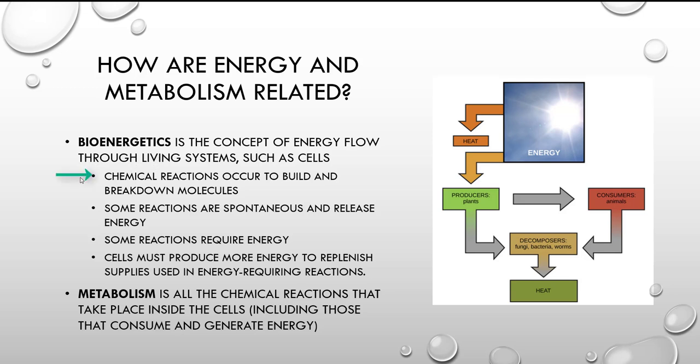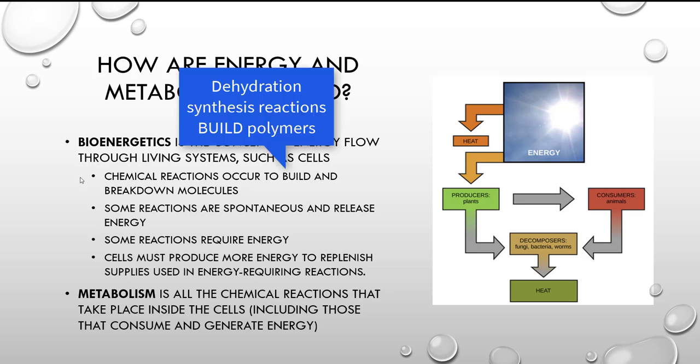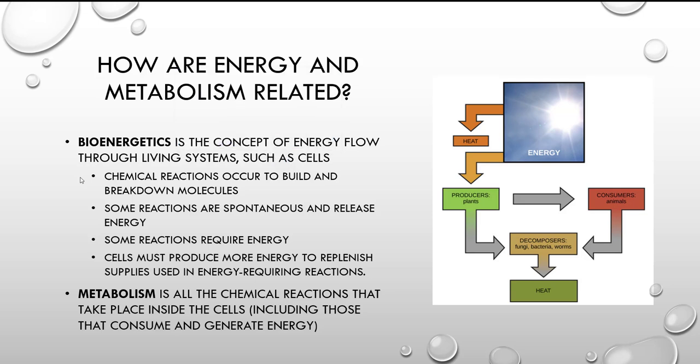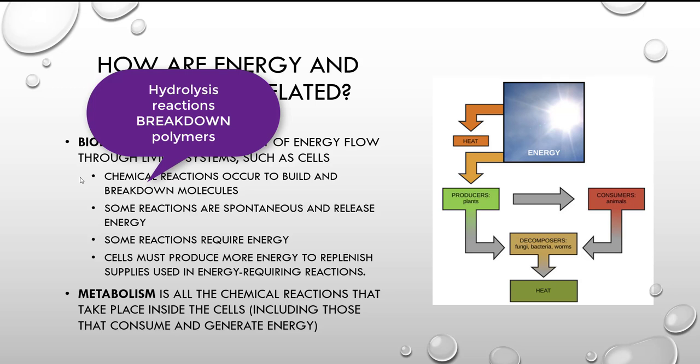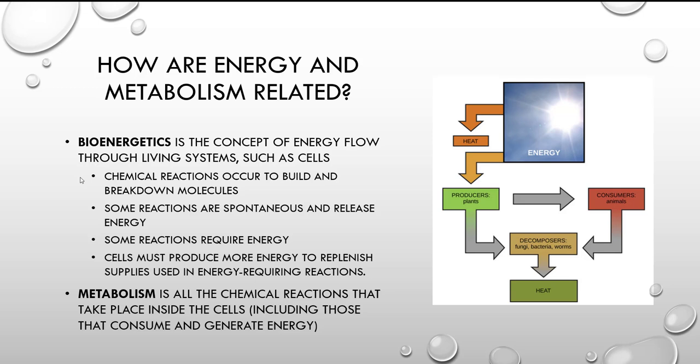We can have chemical reactions that either build molecules or break down molecules. We can undergo dehydration synthesis reactions, where monomers make up polymers, or we can have hydrolysis reactions, for example, that use water to break down polymers into monomers. So we have different types of chemical reactions occurring within our cells.